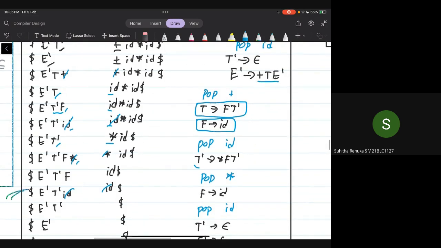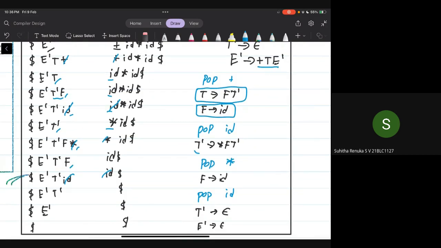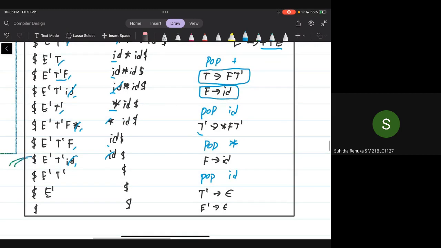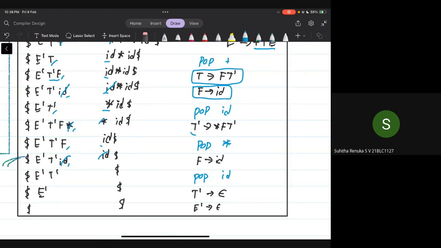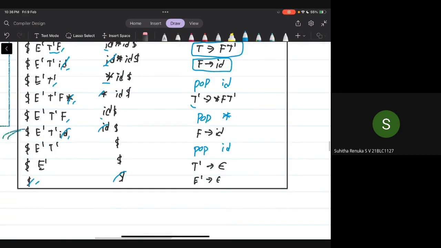Then after that, you check F and ID. F and ID is F goes to ID. So ID cut, pop ID. Then T dash and dollar. T dash goes to epsilon. E dash and dollar. E dash goes to epsilon. This cut, and therefore the string is accepted.